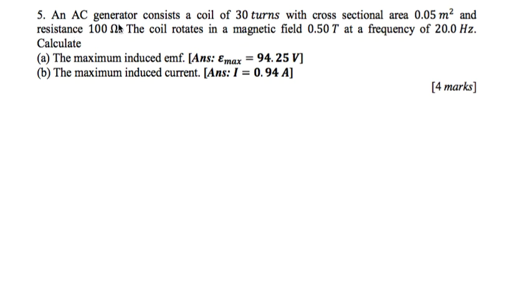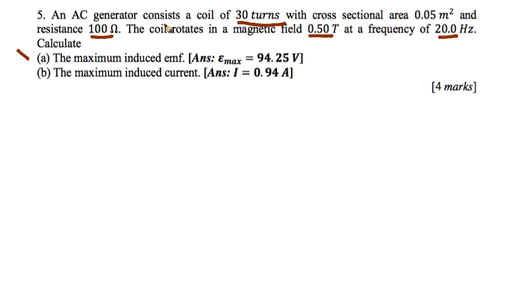An AC generator consists of 30 turns of cross-sectional area 0.005 meters square and resistance 100 ohm. The coil rotates in a magnetic field of 0.5 Tesla at frequency 20 Hz. So question number 1, maximum induced EMF.